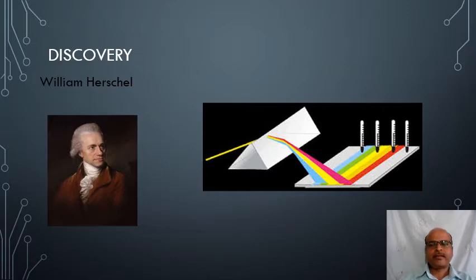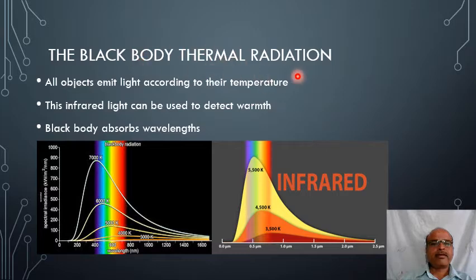Next, black body thermal radiation. All objects emit light according to their temperature. This infrared light can be used to detect warmth. The black body absorbs the wavelength. So this is black body thermal radiation.